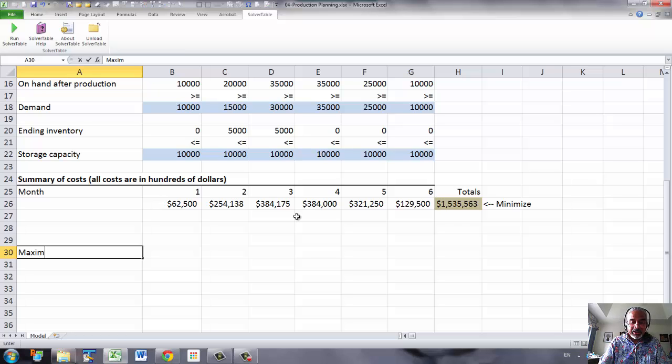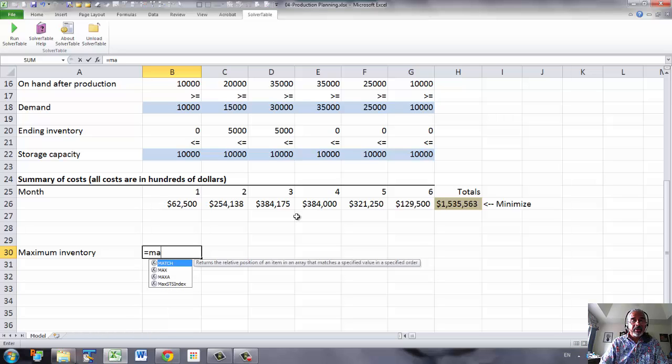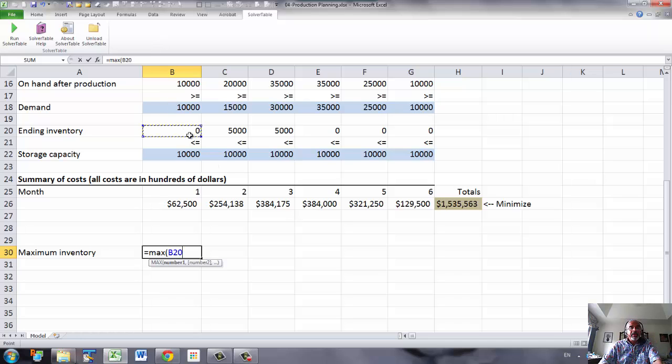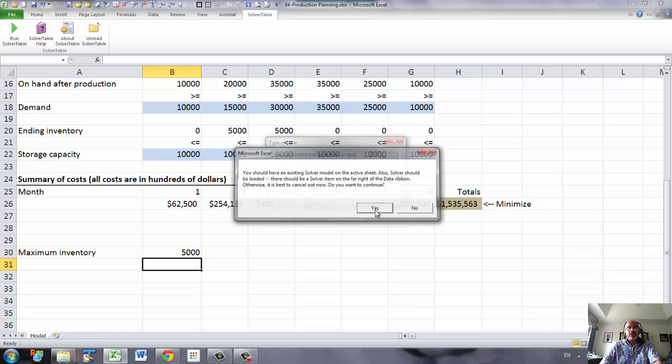So let's create maximum inventory in this cell. Okay, let's call this. You can use the max function of the ending inventories along the months 1 through 6. So this will give us the maximum level of inventory that we reach over the horizon. Okay, so now we are ready to run the solver table. So we run the solver table.